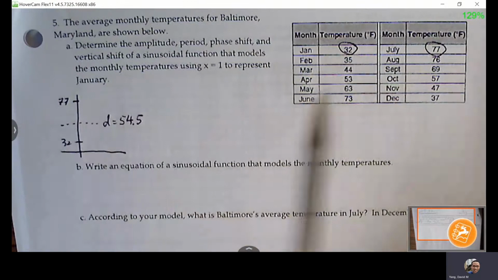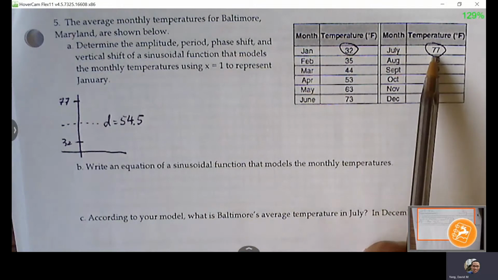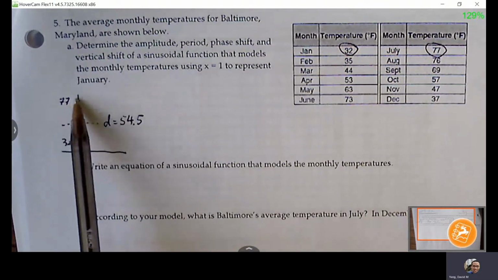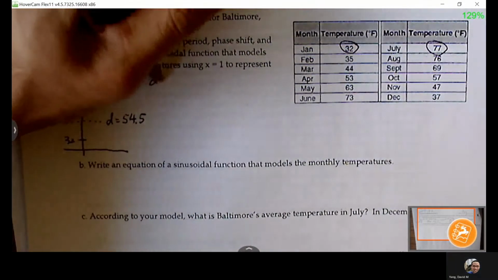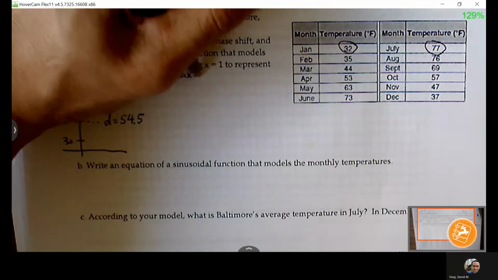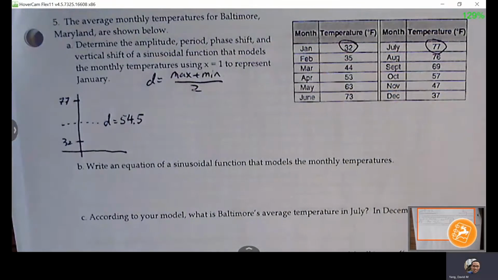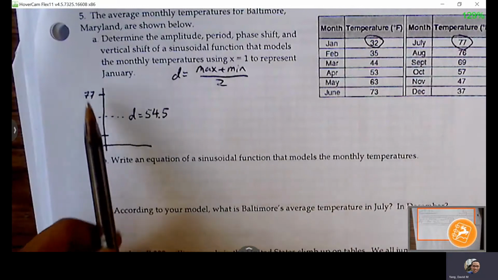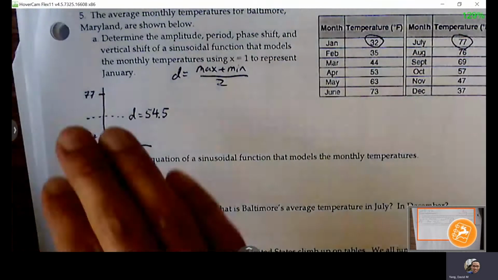Okay, so number 5, once you identify your max and min, your minimum is 32 degrees, your max is 77. So if I average these two values, I can get to my d value. So 77 plus 32 divided by 2 gives me a d value of 54.5. And then I can just measure or count that distance between the midline and the max, and that'll be our a value.